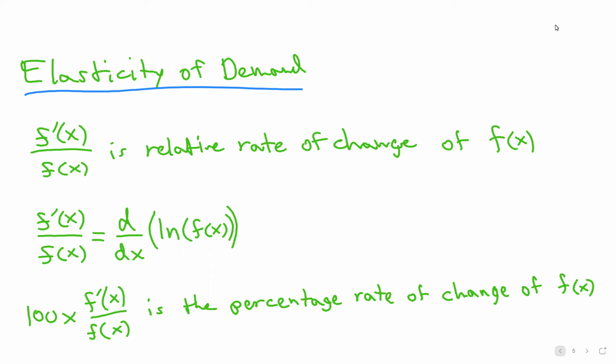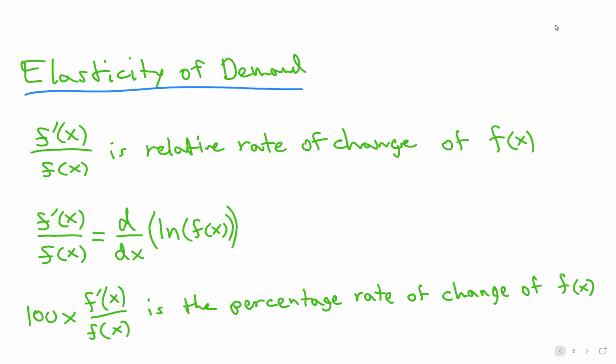So we're looking at f prime of x over f of x as the relative rate of change of f of x. If we're given a function and we want to know how fast it's changing over a period of time, we can look at the derivative of that function over the function itself. And we can get a ratio in terms of how fast it's changing.